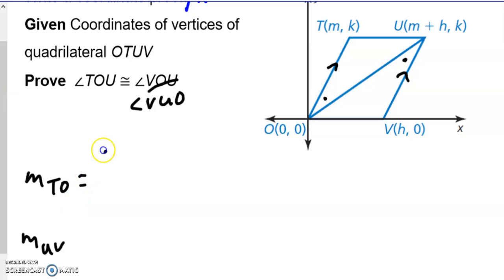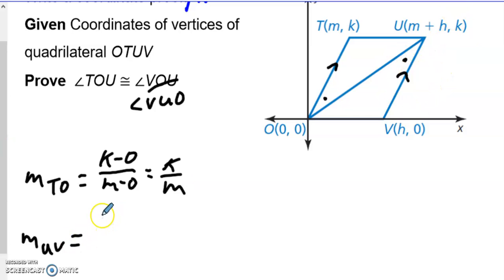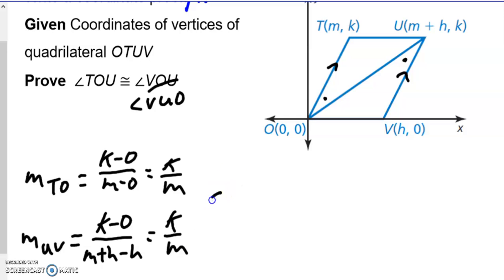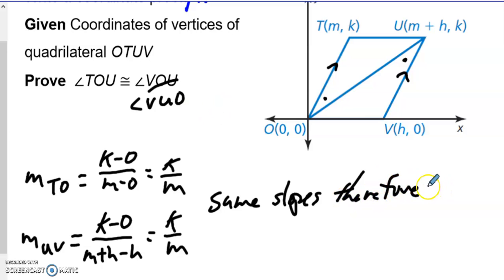So again, change in Y over change in X. So K over M for TO. Now we're going to do the exact same thing for UV. So change in Y, K minus 0 over M plus H minus H. And yes, the H's cancel out. So again, we get same slopes. Therefore, TO is parallel to UV.